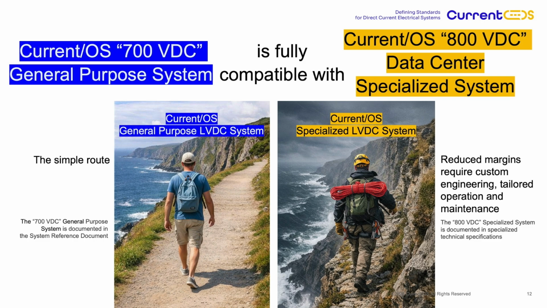We could illustrate these considerations by saying that Current OS 700 volts DC general purpose system enables a peaceful hike along a wide cliffside path. In contrast, certain specialized systems, such as the one defined for data centers, aim to operate closer to the limits and under more demanding conditions. In such cases, custom engineering is required, along with dedicated, experienced experts and operators, to ensure safe and reliable operation and maintenance.